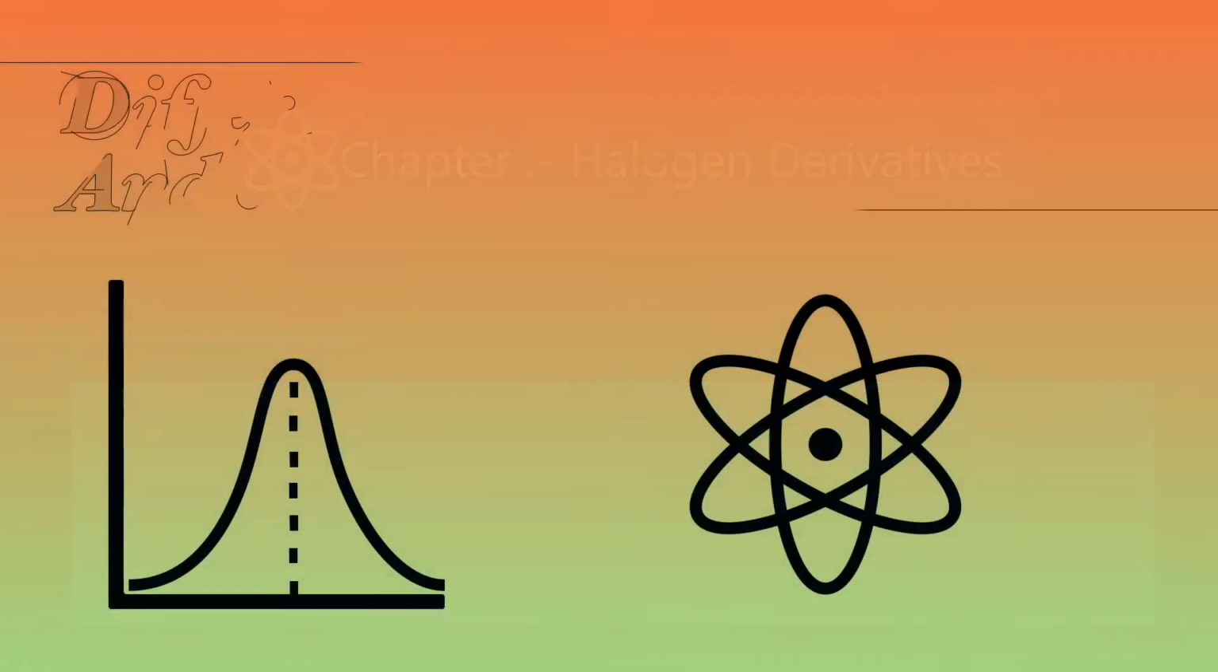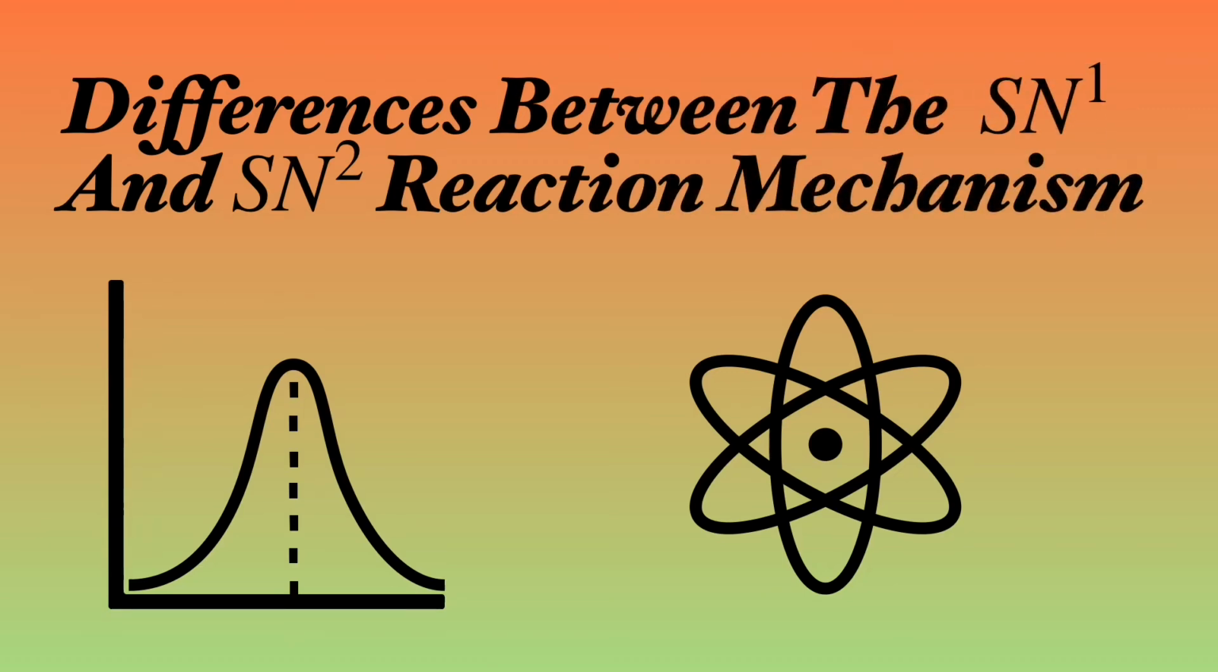Now in today's lecture we are going to learn content from the chapter halogen derivatives. Now we will learn the differences between the SN1 and the SN2 reaction mechanisms.